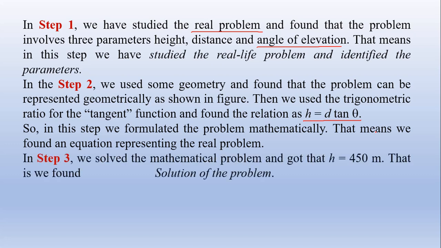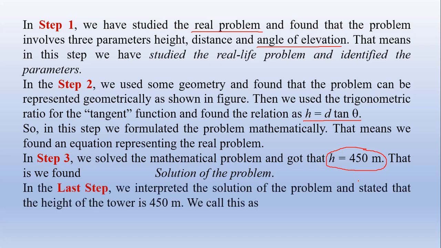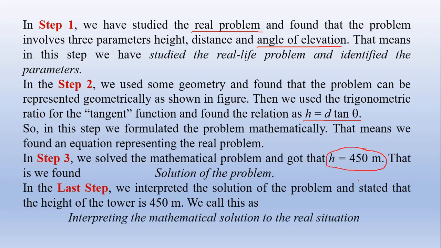And in step number 3 we solved the mathematical problem and we got the value of H is equal to 450 meter. That is, we found the solution of the problem. And in step number 4, that is the last step, we interpreted the solution of the problem and stated that the height of the tower is 450 meter. We call this interpreting the mathematical solution to the real situation.